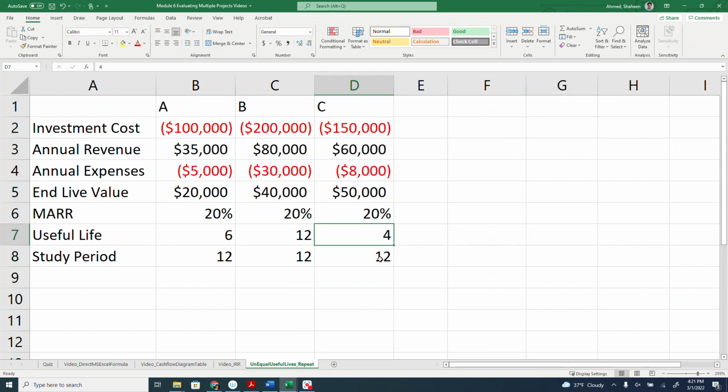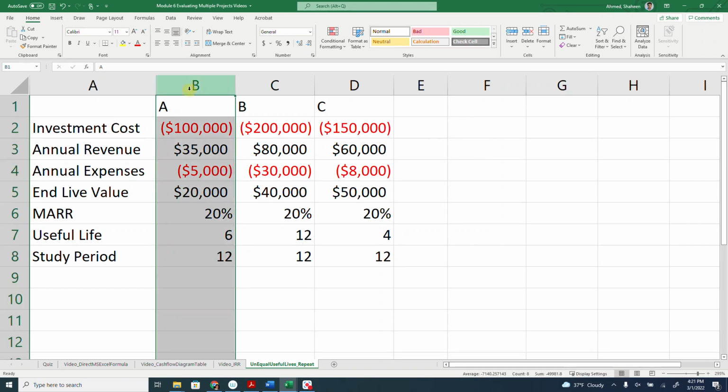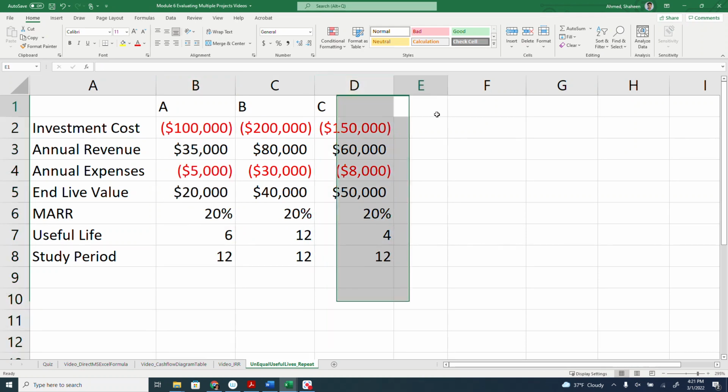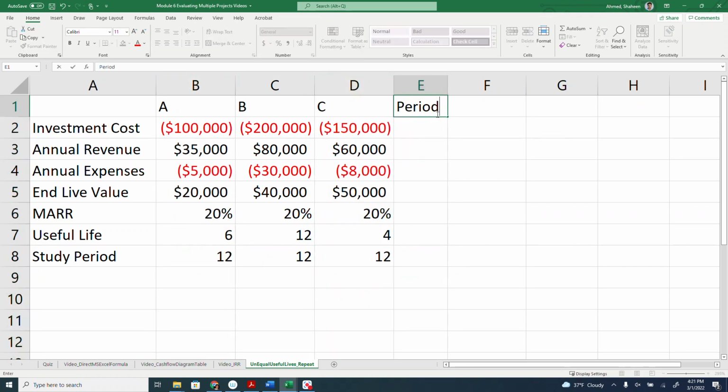One is called the repeatability assumption. Each of these projects will repeat until the common number, so in this case, 12 years. A will repeat twice, C will repeat 3 times, so they will go up to 12 years. That's called the repeatability assumption, and you're going to be solving these based on the repeatability assumption in this video.